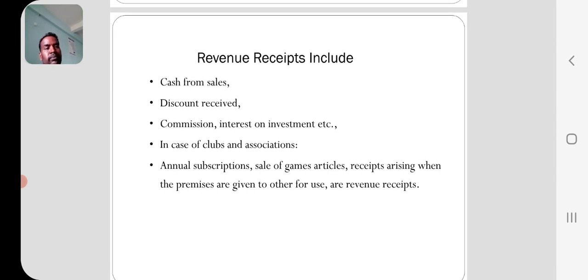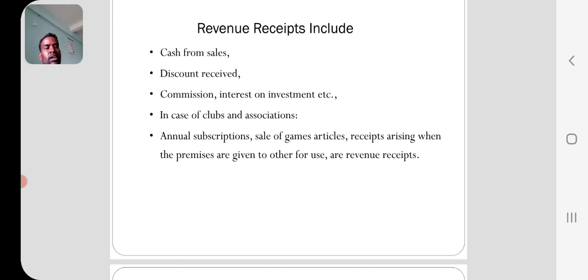Discount received. By purchasing some goods from others, we get some rebate from them on that purchase. It is called discount received. It comes under revenue receipts. For example, commission, interest on investment, etc.